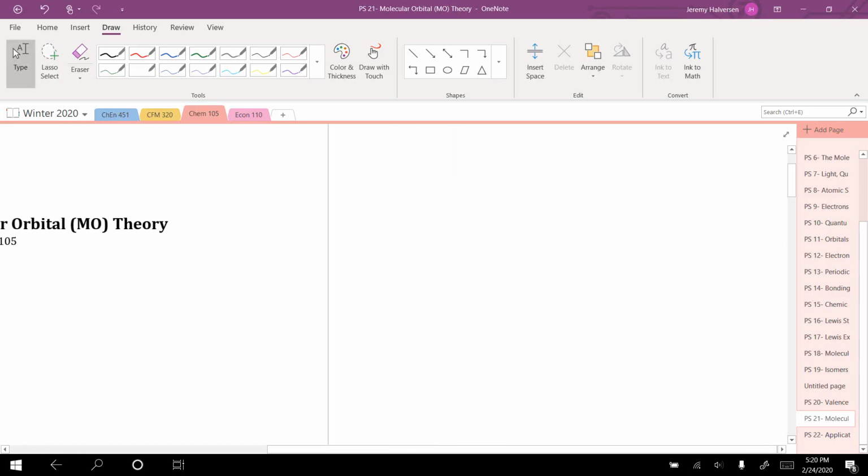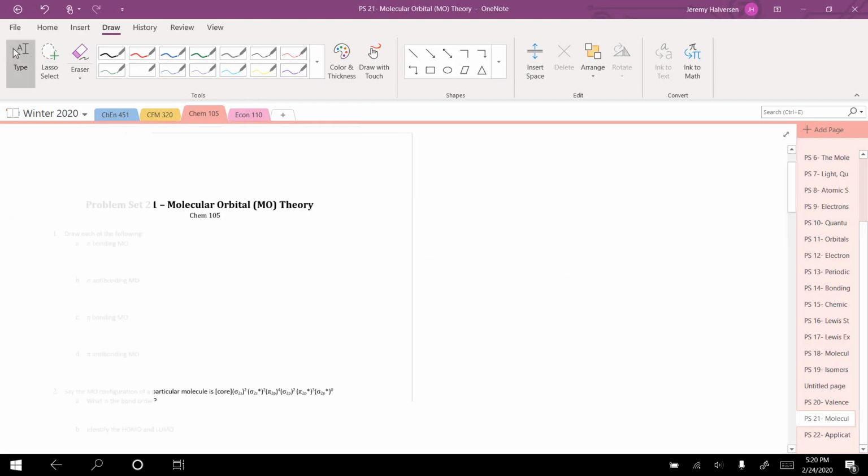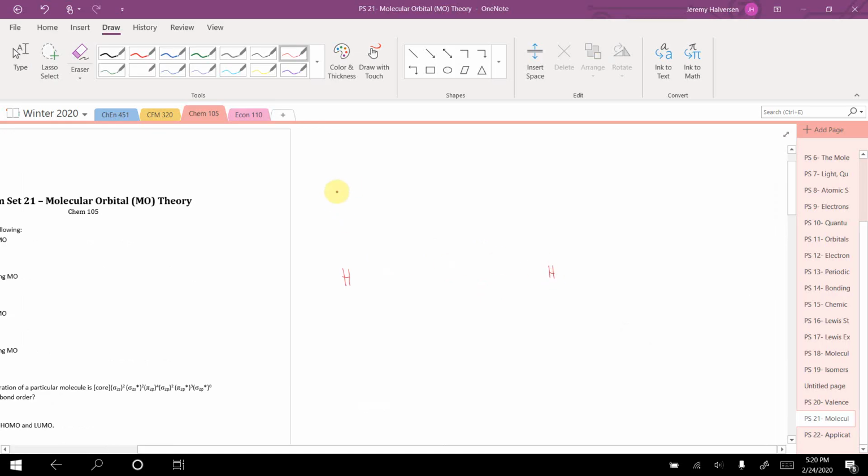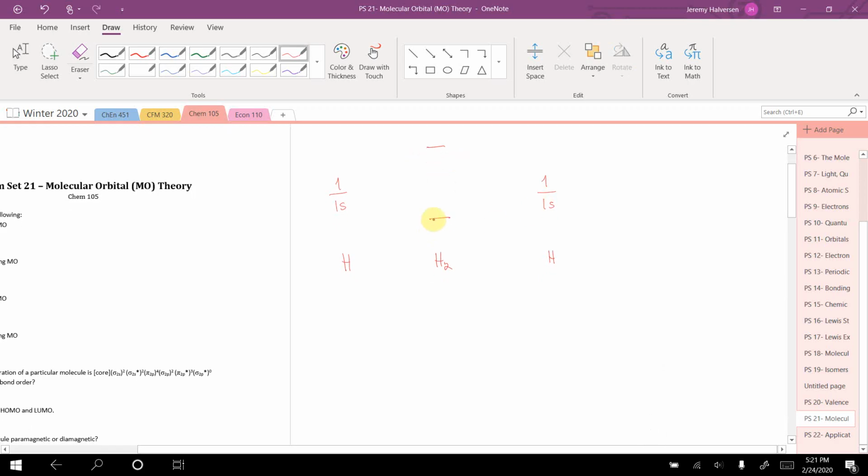Molecular orbital theory says that two atoms, let's say that we have hydrogen and hydrogen, each have one valence orbital. They each have their 1s with one electron in it. But when they come together to form H2, those two orbitals squish together and form two new orbitals, one of which is a lower energy orbital and one is a higher energy orbital.